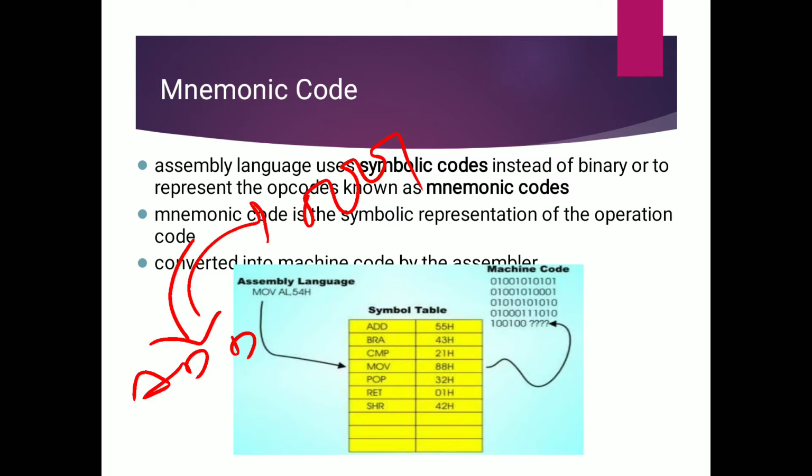Machine code is the binary form and mnemonics is the symbolic representation of the operation. Mnemonic is converted into machine code through the assembler. Here the main example is given.